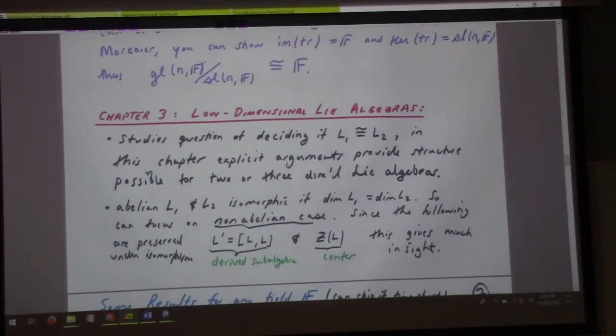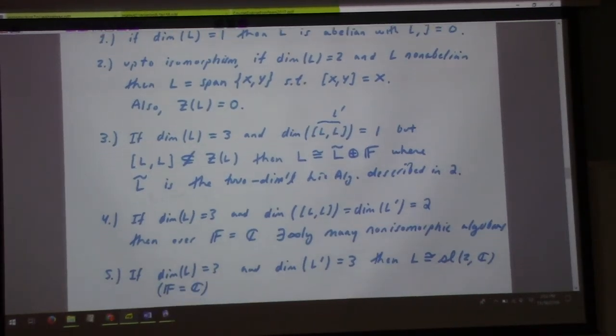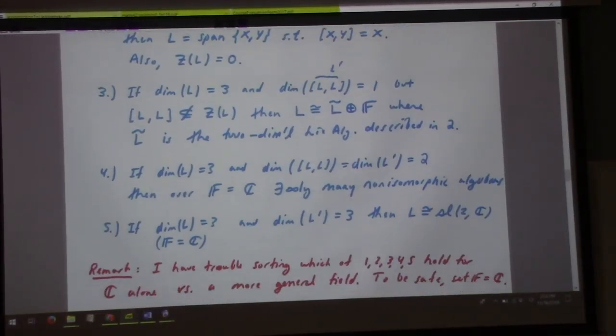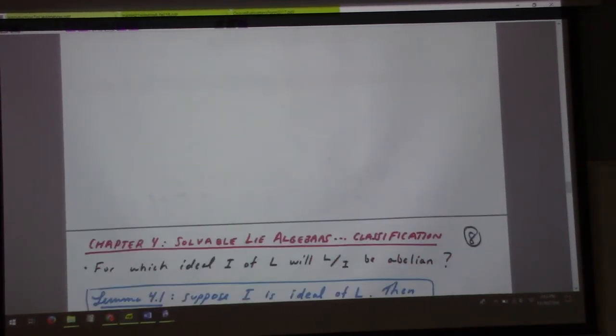Now, chapter 3 in Erdmann and Wildon actually classifies low-dimensional Lie algebras. I'm a little bit short on time, so I'm going to skip past this today. But long story short, there are just a couple. Here they are. I guess there's an infinite family in 3 dimensions, but in 2 dimensions, there's really just 2 up to isomorphism.